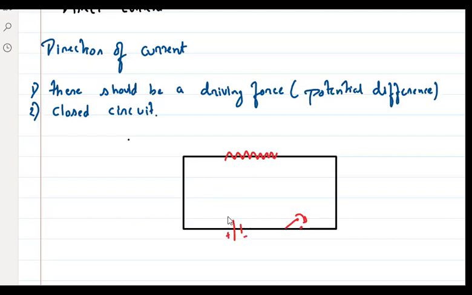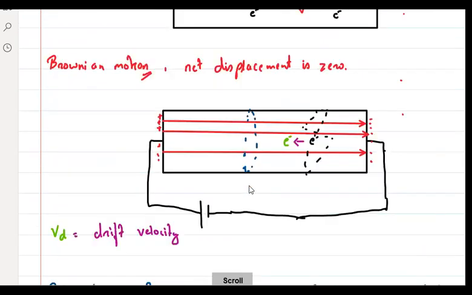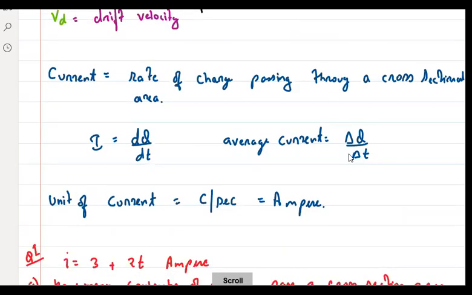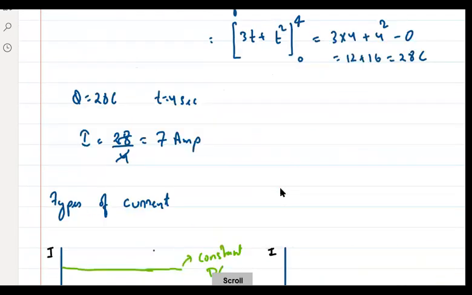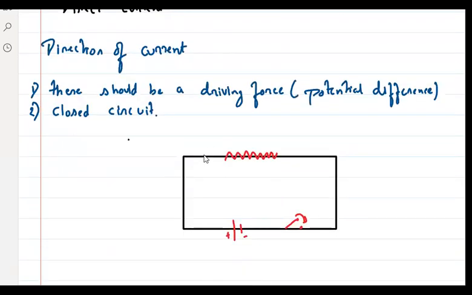Now, according to the first figure, we know that electron moves from negative to positive. But according to convention, current is basically the flow of positive charge. Whenever we talk about current, it is the flow of positive charge. So the current will flow from positive to negative. So this is the flow of current.